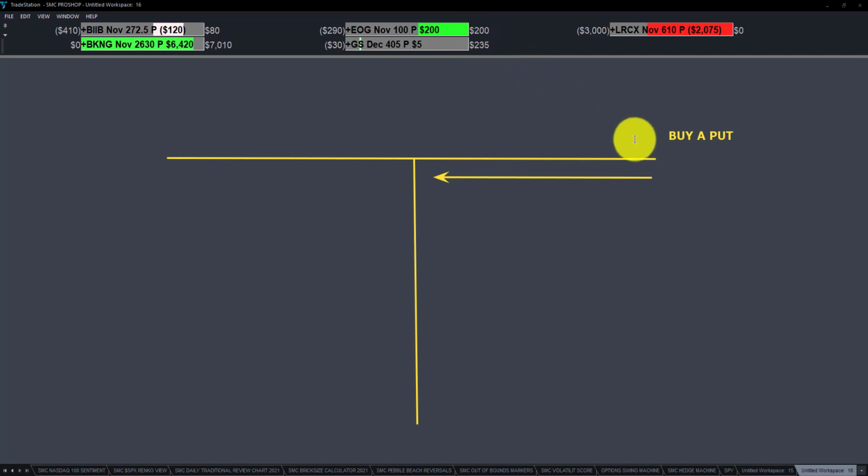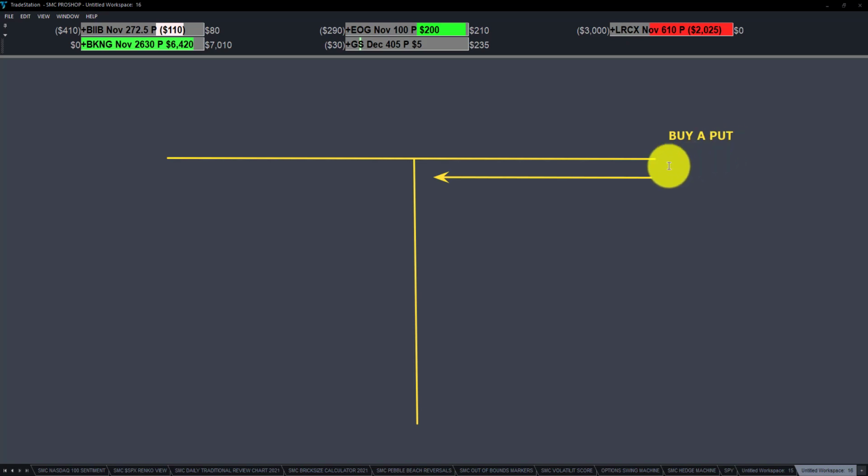I could have reduced my cost by selling a put over here. If I had sold the put over here, I would have received a bit of a credit, and if the price continues to fall, I wouldn't profit. But I could have reduced the cost of all these puts, probably down to about 15,000. But I didn't do that.